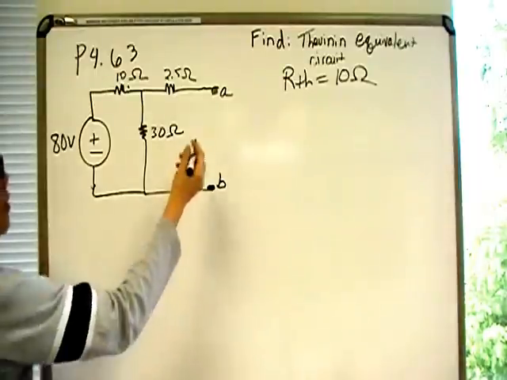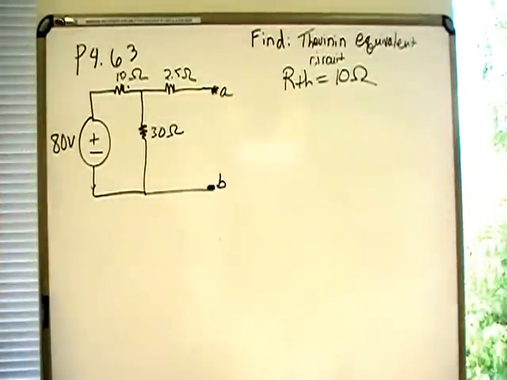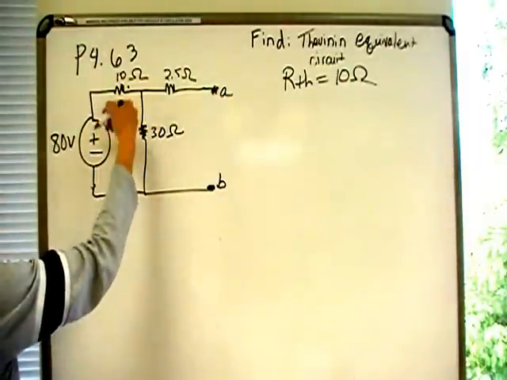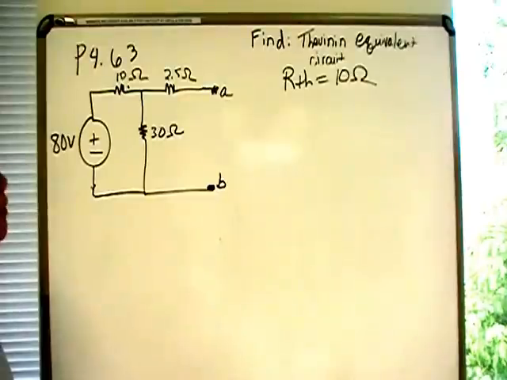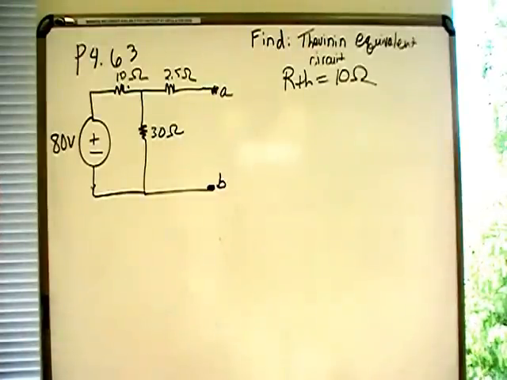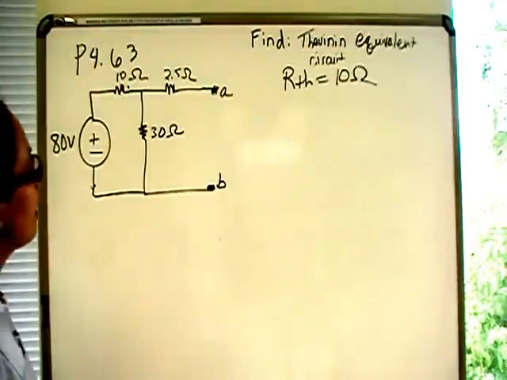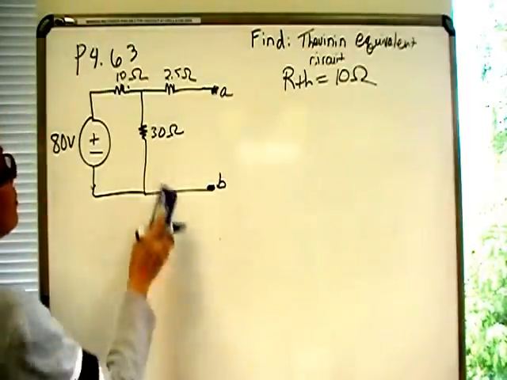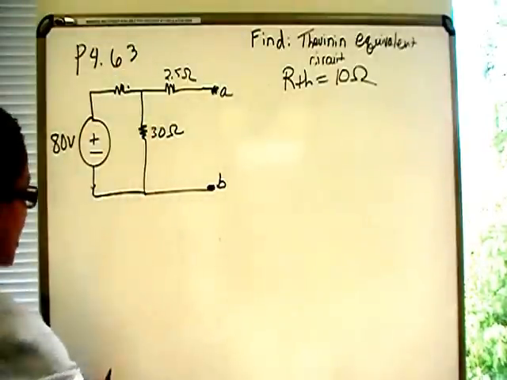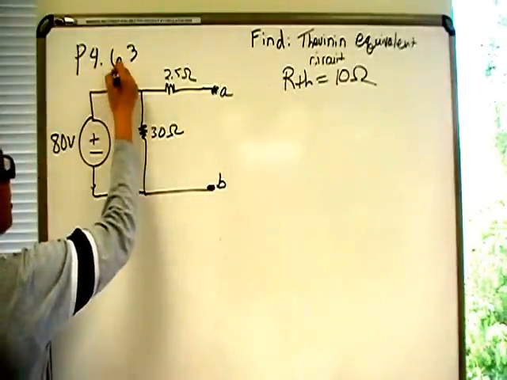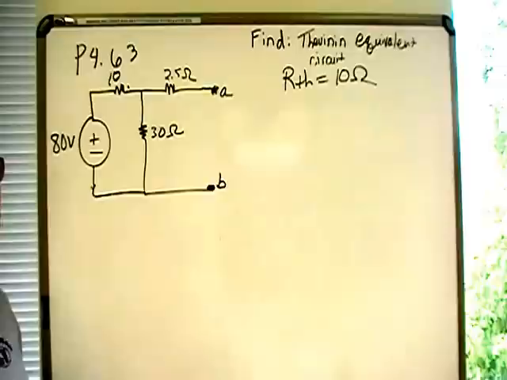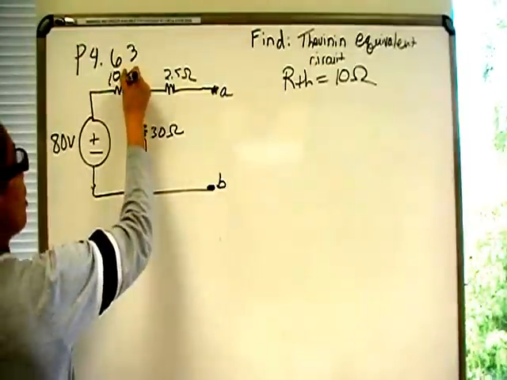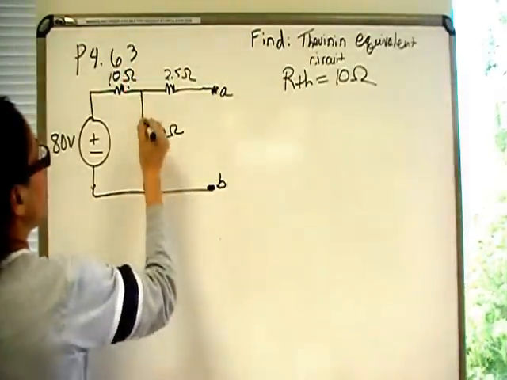So the only way we can find that is we can use our tools, right? I can use source transformation if I want. It doesn't give me any advantage in this case. And besides, as I already told you, I'm a big fan of the node voltage method. So you use whatever you want. I'm going to use node voltage, which is essentially an application of Kirchhoff's current law at each node. We have two nodes of interest here.